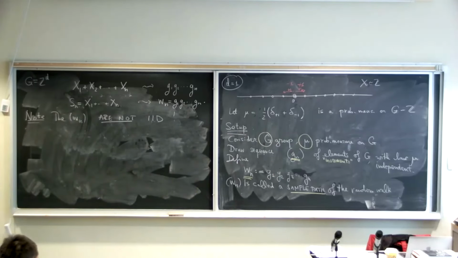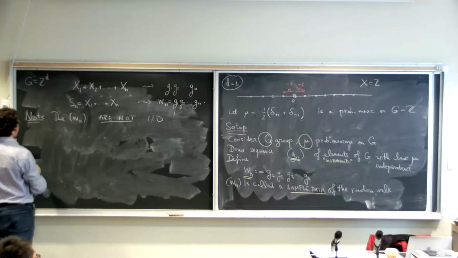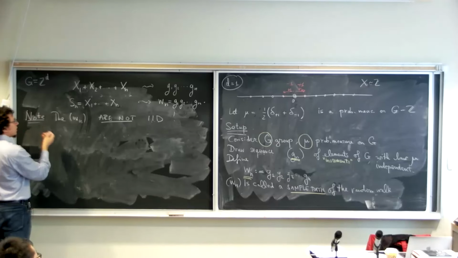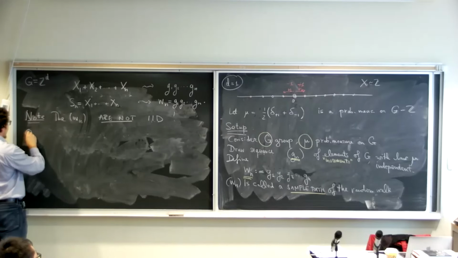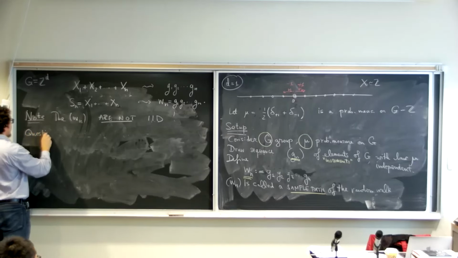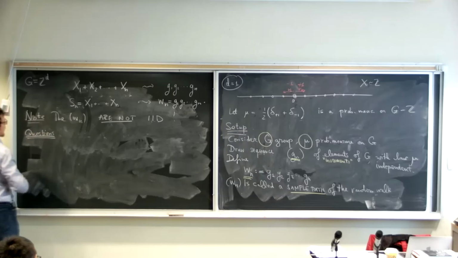Okay, so in the example, what kind of properties are we looking at? What are the questions that we ask about the behavior of this WN?